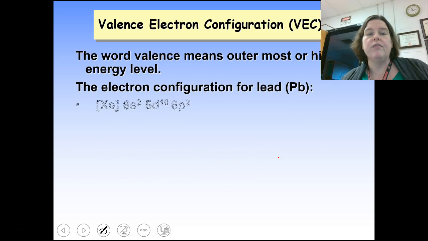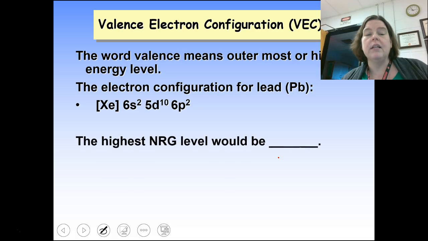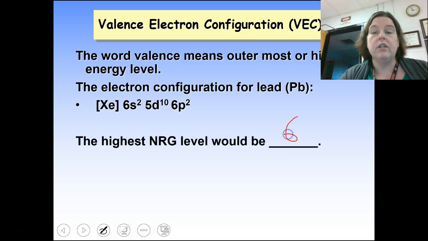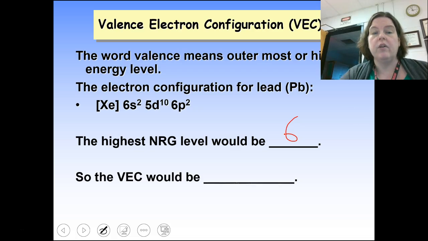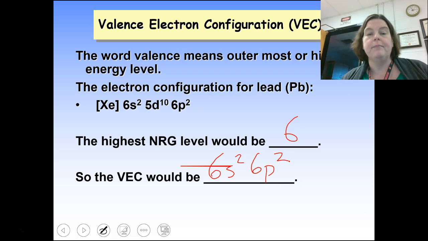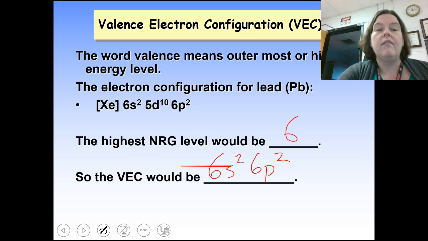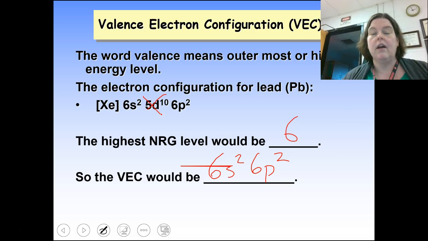So electron configuration for lead. Here we go. So what's the highest energy level? Okay. 6 would be the highest energy level. All right, the valence electron configuration would be 6s2, 6p2. Sorry, I don't know what it just did right there. Sometimes it does crazy stuff. Okay, so the 5 is not valence. Okay, we don't have to worry about that. We only worry about the 6.